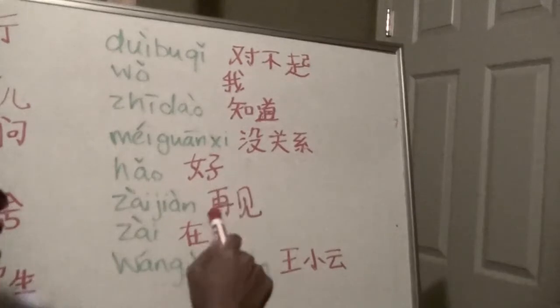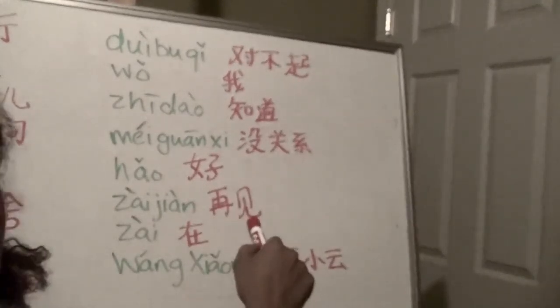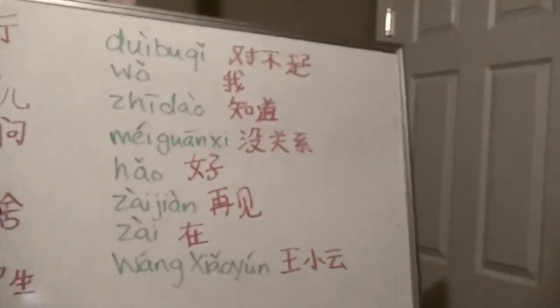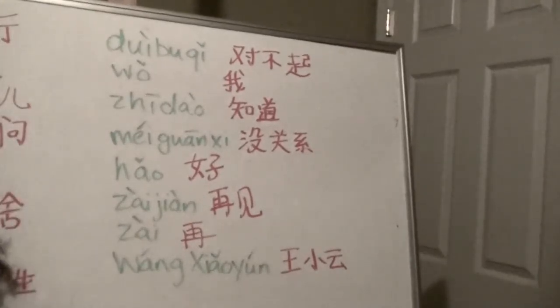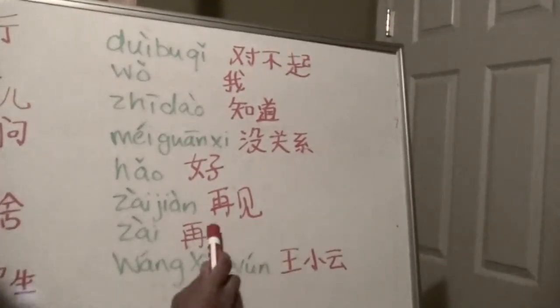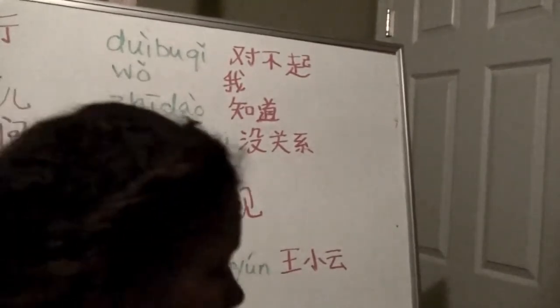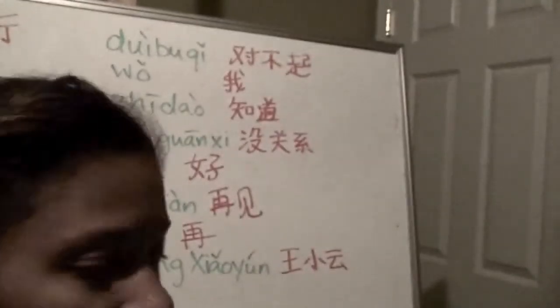再 means again, and 见 means to see. So literally it means see again. 再, again. 王小云, Wang Xiaoyuan. So just her name, and that's it. 课文 Part 1.